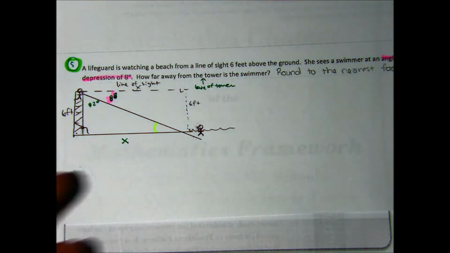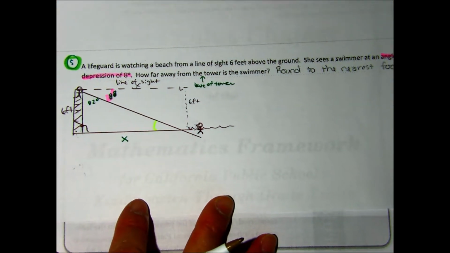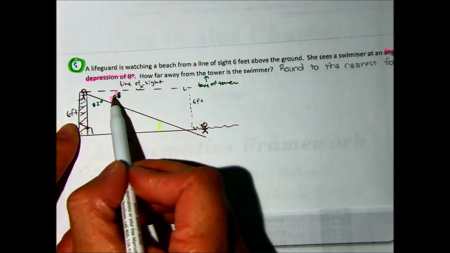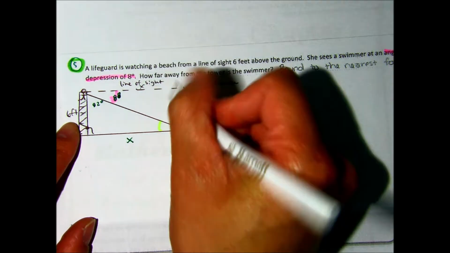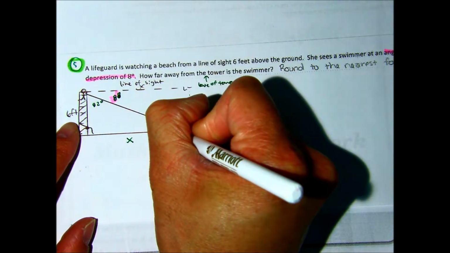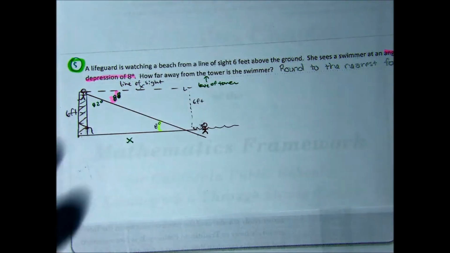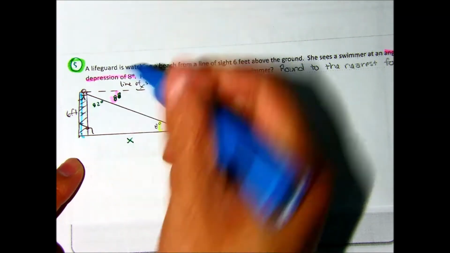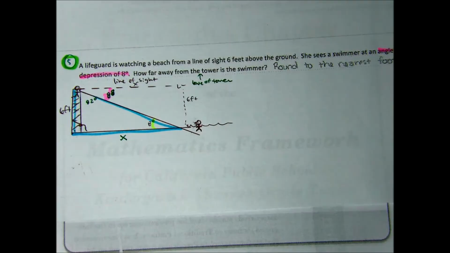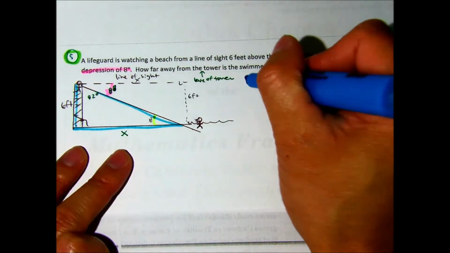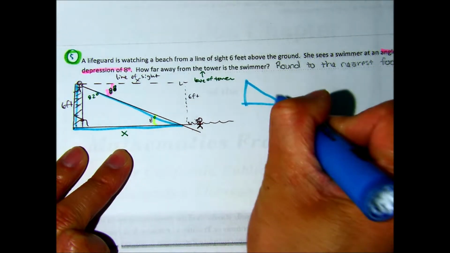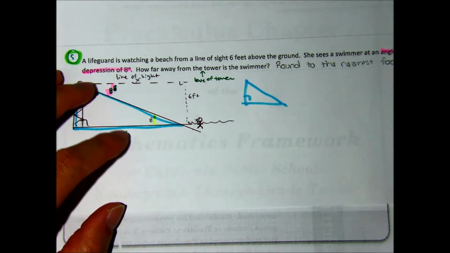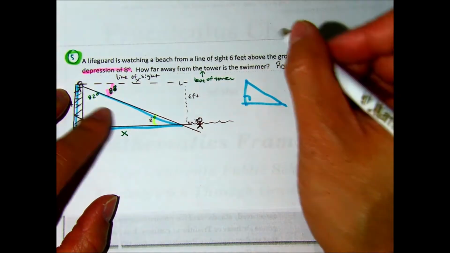I'll do this problem a little bit differently. I'm going to move the 8 degrees over here. Alternate interior angles are congruent. And so let me highlight the triangle I'm going to use. Even if your picture is kind of messy, it's okay to just take your triangle and redraw it. Good idea. So 8 degrees, 6, and X.